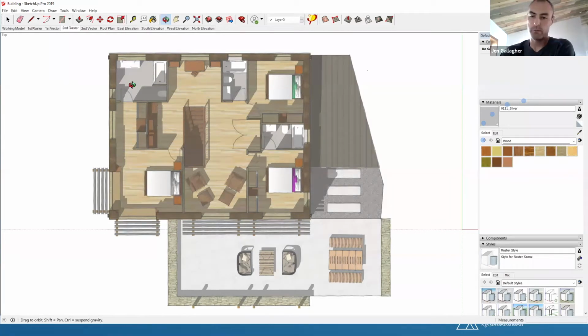So passive house is pretty much just a normal house. Okay. Any questions on that?